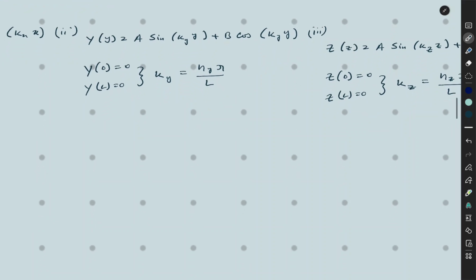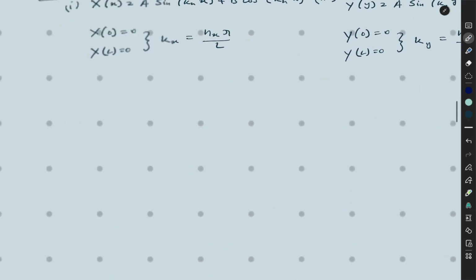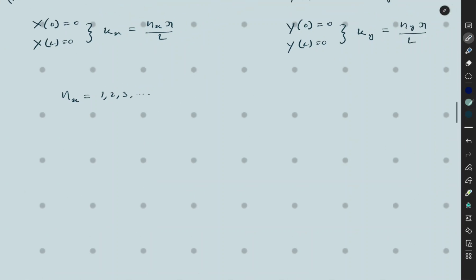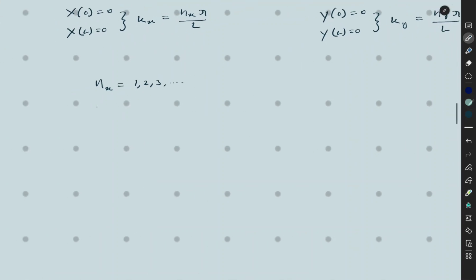Now as we know, what will be the value of n? So nx equal to 1, 2, 3 and so on. Similarly ny will be equal to 1, 2, 3 and so on, and nz equal to 1, 2, 3 and so on.